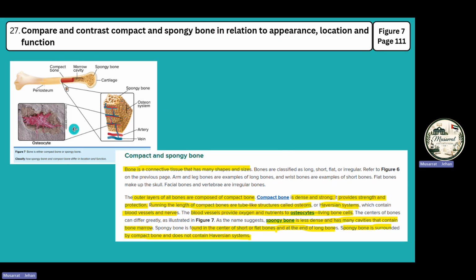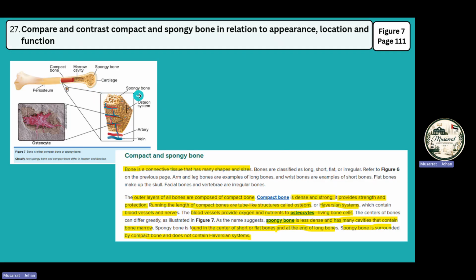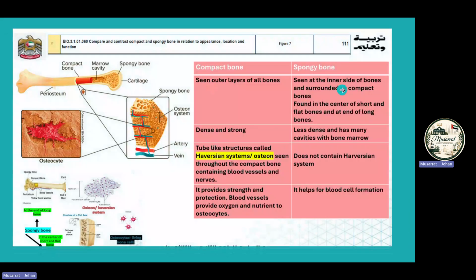The center of the bones can differ greatly. Now there is spongy bone. As the name tells you, it is less dense and has cavities in between, like a sponge, and contains bone marrow. Spongy bone is found in the center of short and flat bones and at the end of long bones. Spongy bone is surrounded by compact bone and does not contain Haversian systems. So this is one difference between compact and spongy bones. You should know the differences.